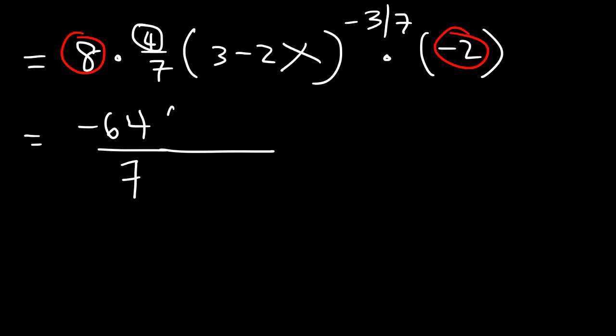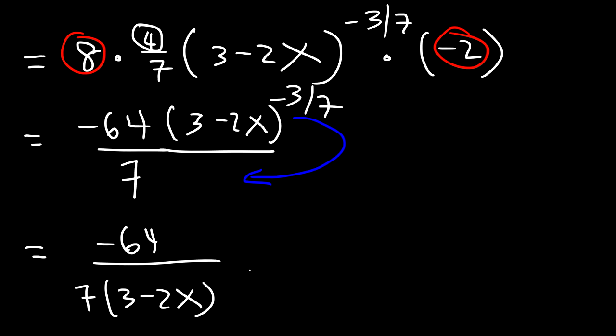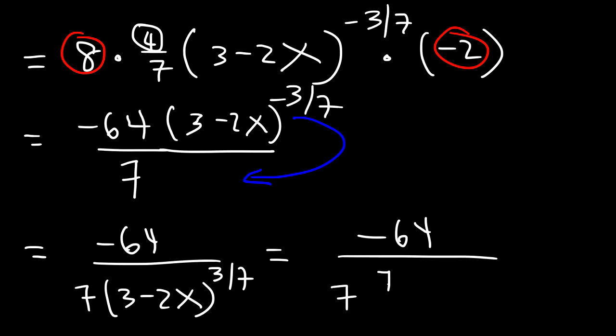Now in the numerator, we still have 3 minus 2x to the negative 3 over 7th power. And so let's take that, move it to the bottom. And so that's negative 64 divided by 7 times 3 minus 2x raised to the 3 over 7. And then let's convert it back into its radical form. So it's going to be the 7th root of 3 minus 2x to the 3rd power.